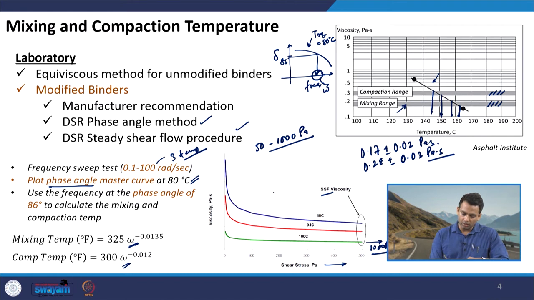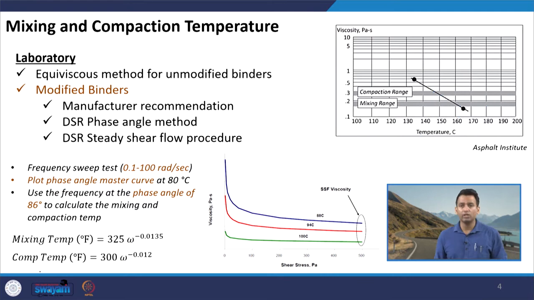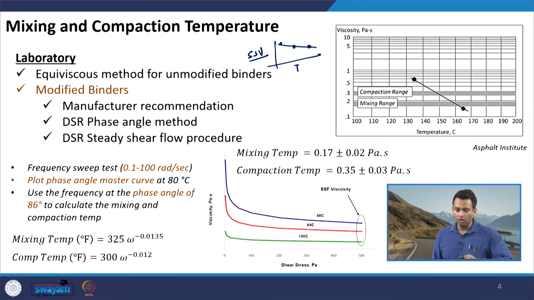So again, this test is also done at three different temperatures, and at three different temperatures we will note the steady state viscosity, and then we will plot the variation of temperature versus steady state viscosity. So this is steady state viscosity, let us say SSV, all right. And we will have this at three temperatures. So we will just see the variation, and using this variation we can find out the mixing temperature corresponding to the steady state viscosity range of 0.17 plus minus 0.02 Pascal second.